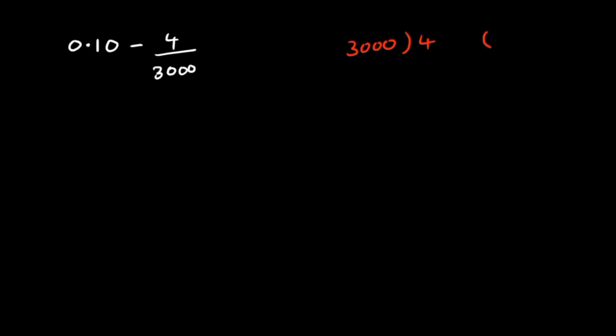Take 4 here. This is 3000. Okay, so 4 is less than 3000, so take 0. Take one more 0 here. Yes, 0. This is 400. Still 400 is less than 3000, so take one more 0, that is 4000. Now 3000 once is 3000.